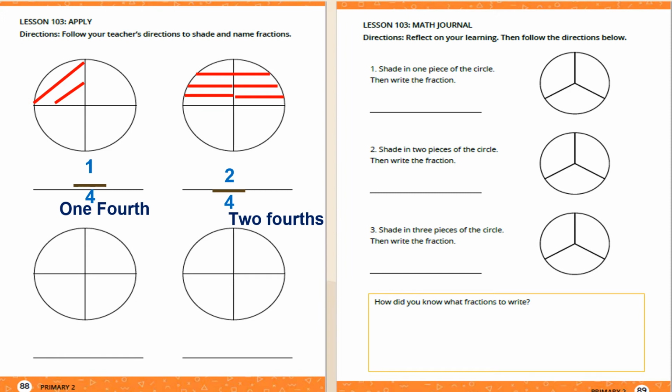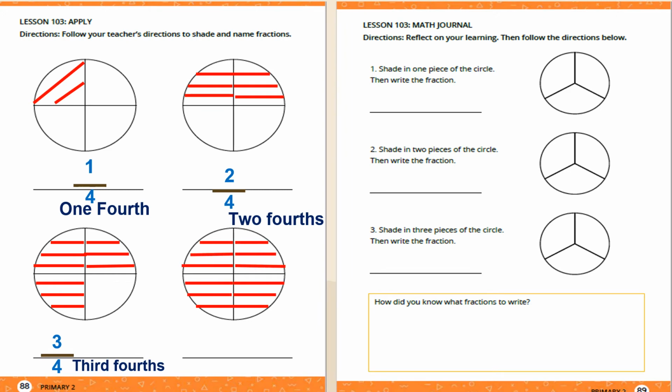Okay, in the third one, I will shade 3 parts. Okay, let's count 1, 2, 3. This is the number of colored parts. And how many total parts? 1, 2, 3, 4. So how can I write the fraction? 3/4.